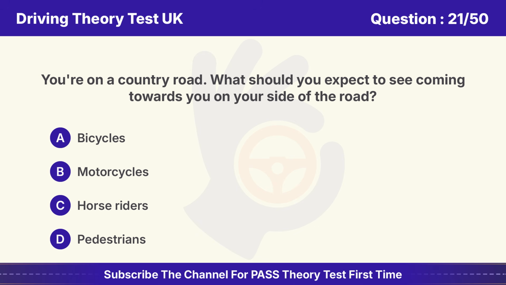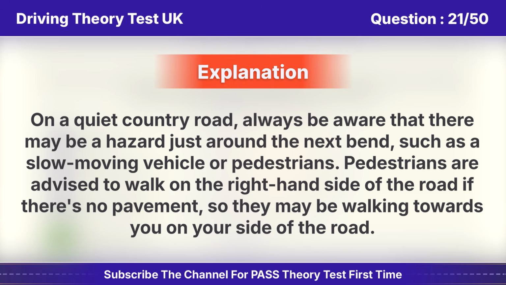Question 21. You're on a country road. What should you expect to see coming towards you on your side of the road? Answer is D. Pedestrians. On a quiet country road, always be aware that there may be a hazard just around the next bend, such as a slow-moving vehicle or pedestrians. Pedestrians are advised to walk on the right-hand side of the road if there's no pavement, so they may be walking towards you on your side of the road.